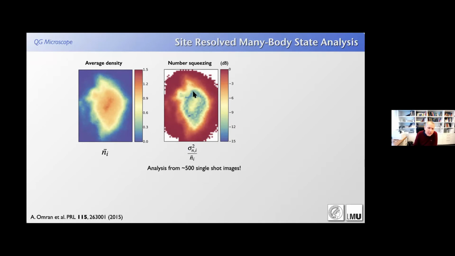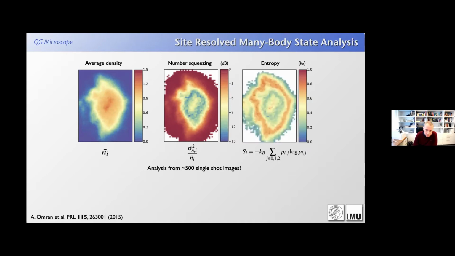And you can actually see here very nicely in this picture that in this region, in this blue part, you have quite low number fluctuations. But in the surrounding, in the boundary of the system, this is where all the fluctuations of the system are actually stored. And then you can also do things which are even cooler.